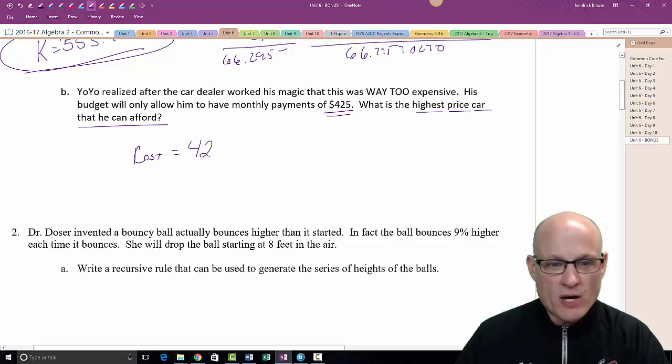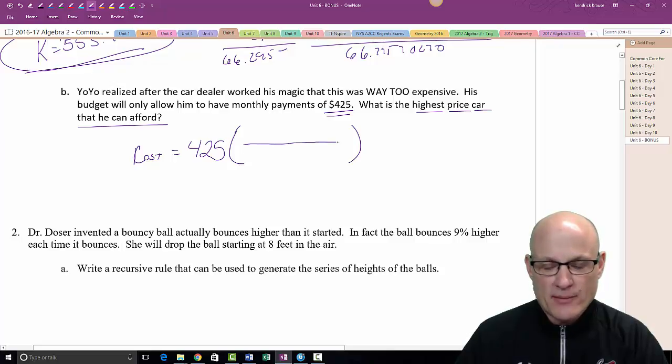We know that we want our payment to be $425. Oh, and I probably should put on here all the other parameters are going to stay the same. So we're going to have the same number of months and so on. So it's 1 plus 0.025 over 12 raised to the negative 72.